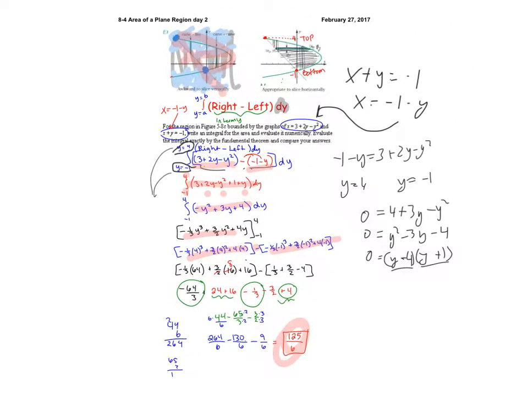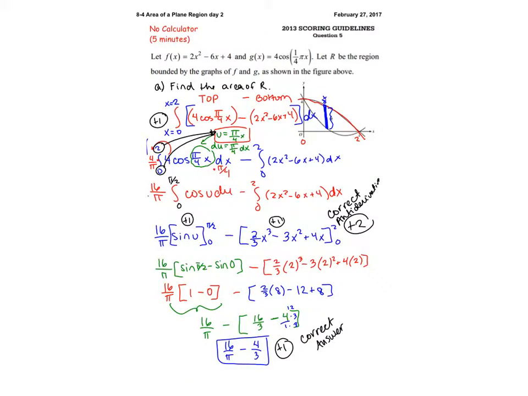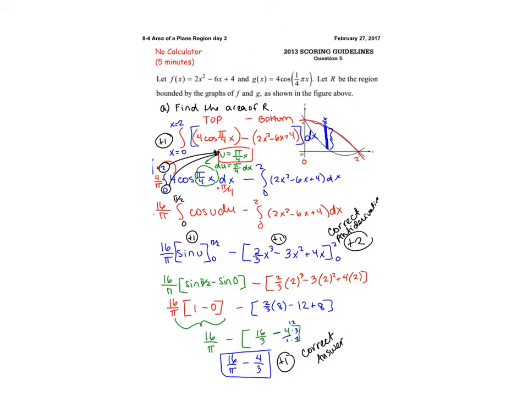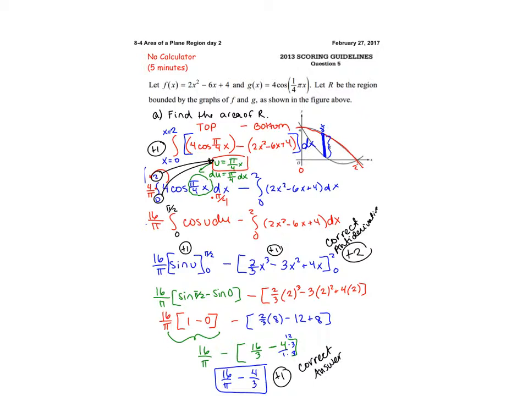All right, let's do another one. Alrighty, let's go over this problem. Let f of x equal 2x squared minus 6x plus 4 and g of x equaling this. Let R be the region bounded by the graph f and g as shown in the figure above. Find the area of the region.